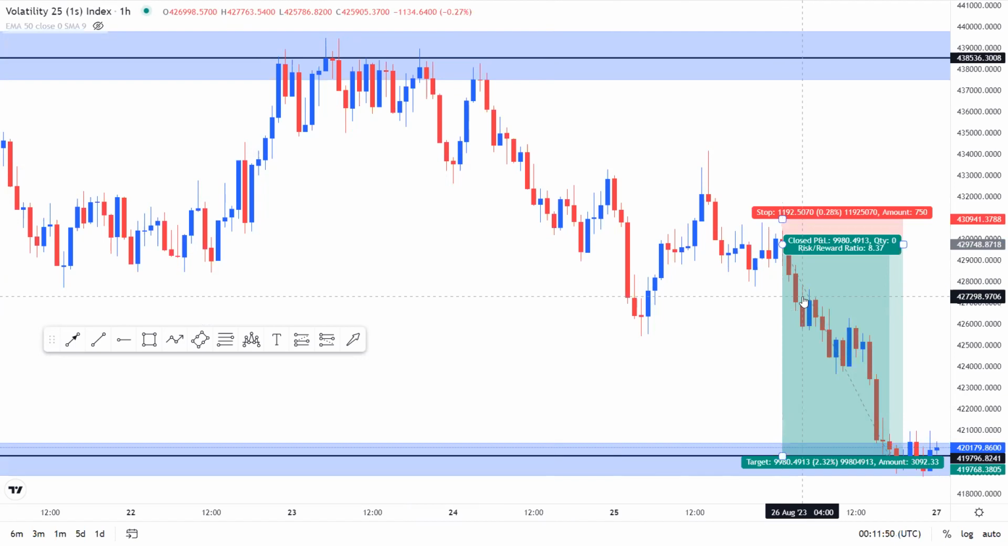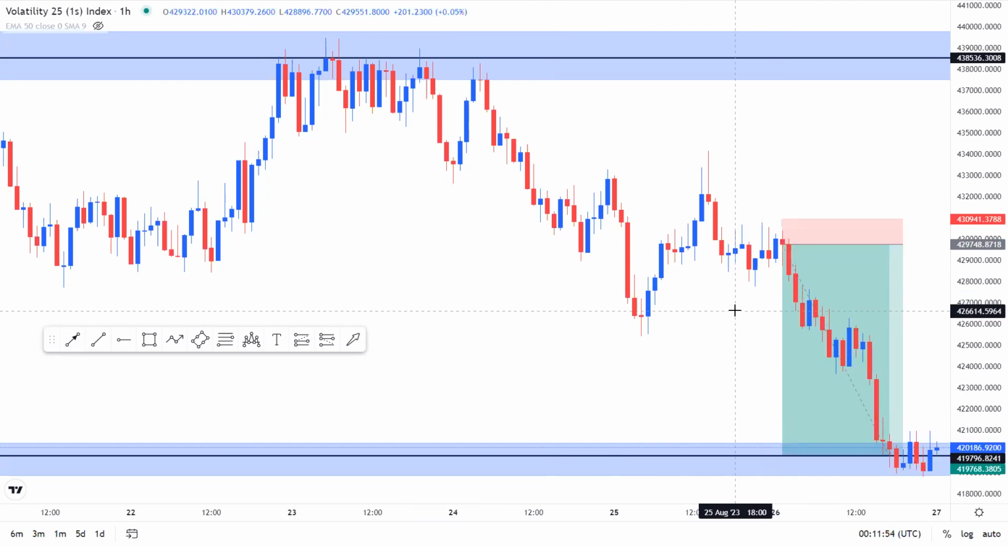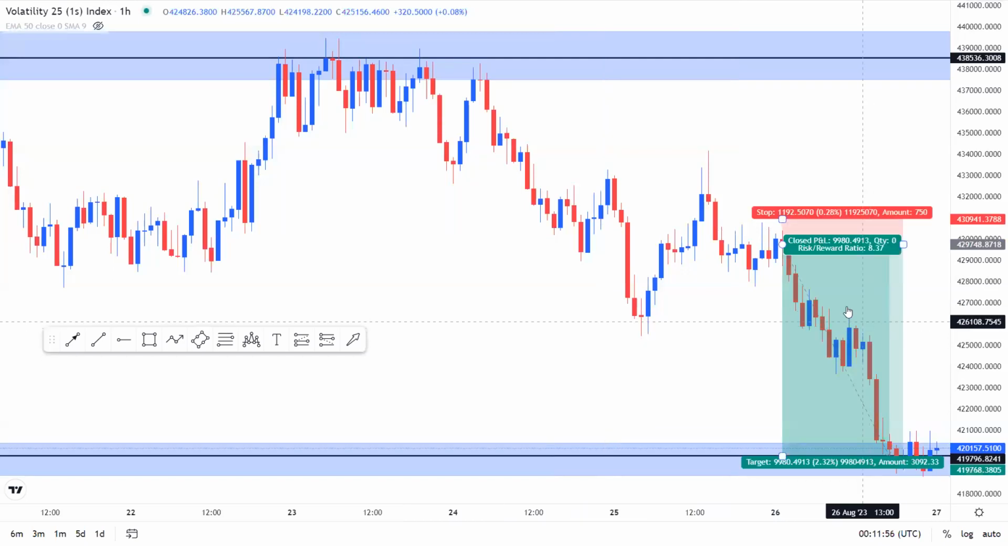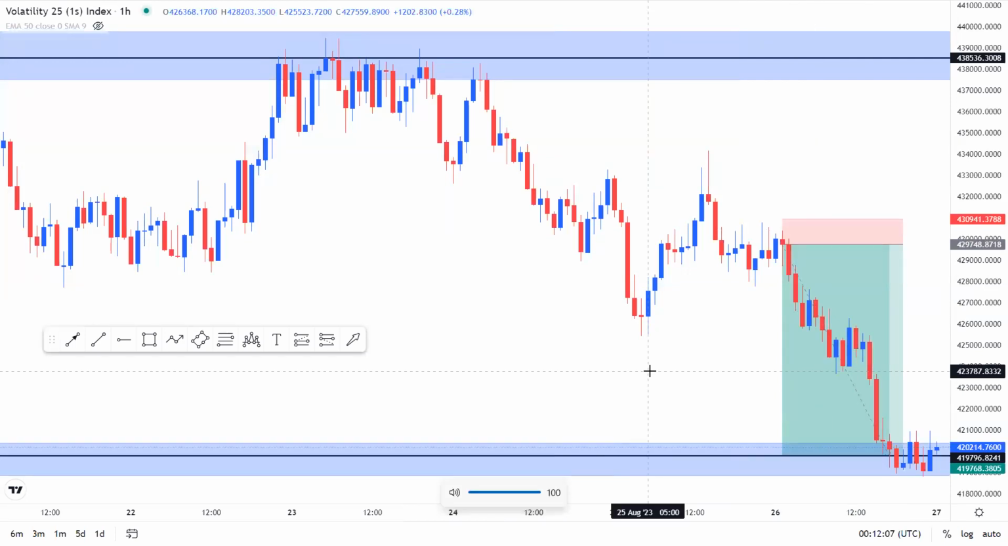I got in on this sell trade on the Volatility 25 (1s) index right here today, and this took slightly a little over 12 hours to get to my anticipated take profit level.